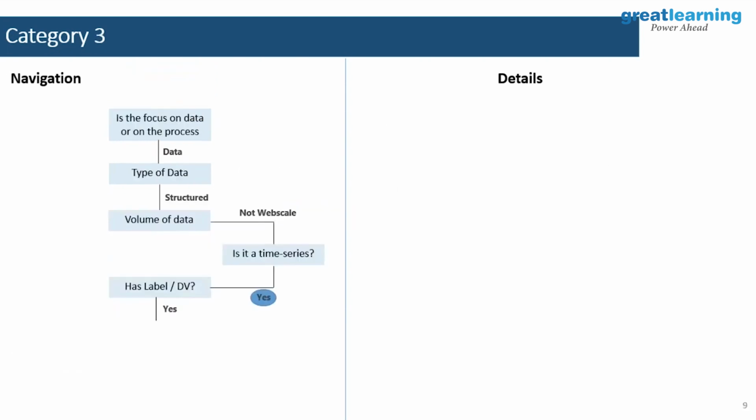Okay. So let's move to the third category, right. By now you must have guessed the whole logic, right. Focus is on data. Type of data is structured, not web scale. Yes, it is a time series, right? The moment you come to time series, your classical things might not work, right? Or it will not work in the same way as you used to do for a linear regression or logistic regression, even for an ensemble scenario, right? And typically time series has a label associated with it, right? You're predicting something. More often than not, it's a continuous variable.